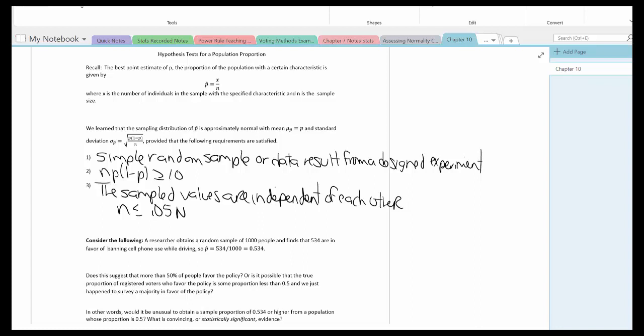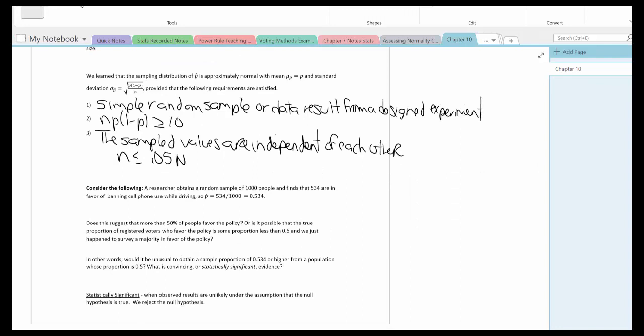So we've learned earlier that the sampling distribution of p hat is approximately normal with the mean equaling p, and the standard deviation equal to the square root of p times 1 minus p divided by n, provided that the following requirements are satisfied. Number 1, simple random sample, or the data results from a designed experiment. We also need to check that n times p times 1 minus p is greater than or equal to 10. And 3, the sampled values are independent of each other, meaning n is less than or equal to 0.05 N, or the sample size is less than or equal to 5% of the population.